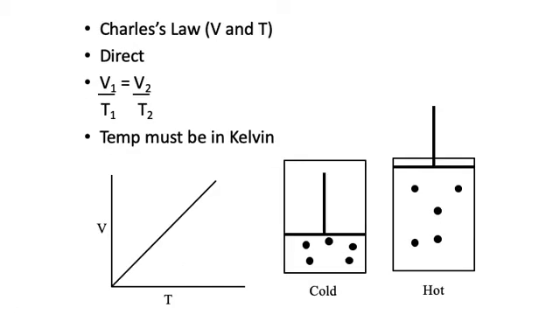Charles' law is the relationship between volume and temperature. The volume and temperature relationship is a direct relationship. When one goes up, the other will also go up. You can see that in this graph right here. If you increase the temperature, the volume is going to go up. The gas is going to expand. And so it can be shown here: when the gas is cold, the particles are kind of close together. But when you heat them, they start moving around more rapidly, bouncing off the sides of the container and increasing the volume. So that's a direct relationship.